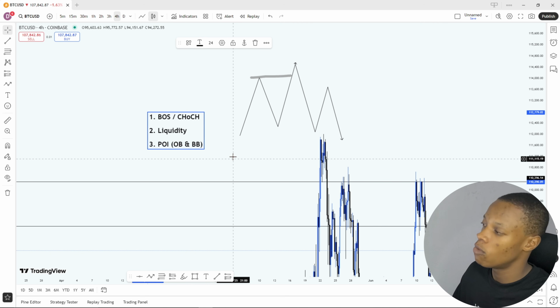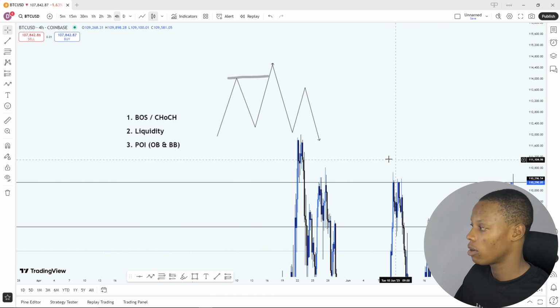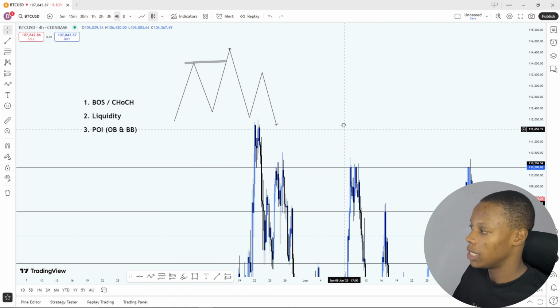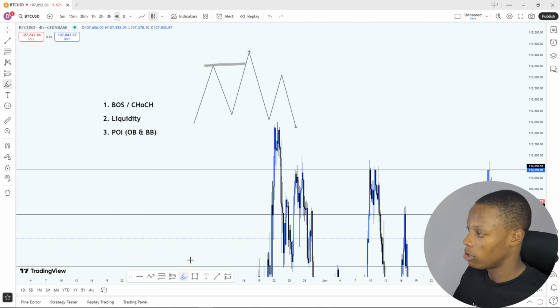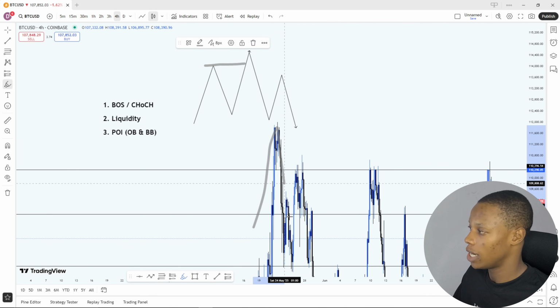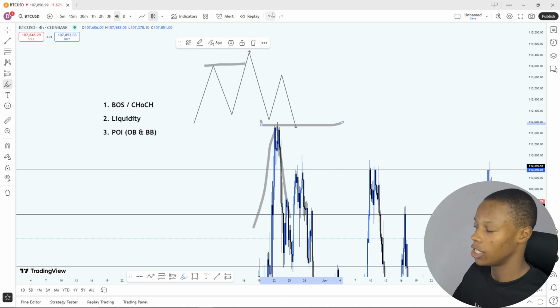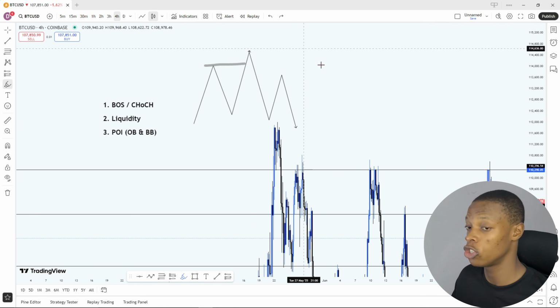Now many of you are gonna ask, what's an order block and what's a breaker block? At every supply level, there's an order block. The price got to this very point and went down. That's a resistance level for traders. That's a supply level for traders who trade supply and demand.